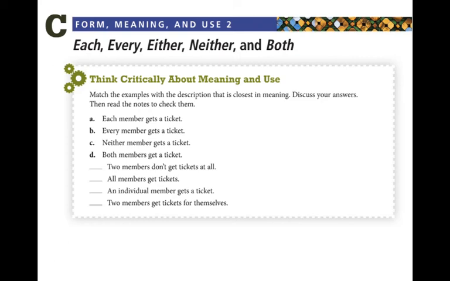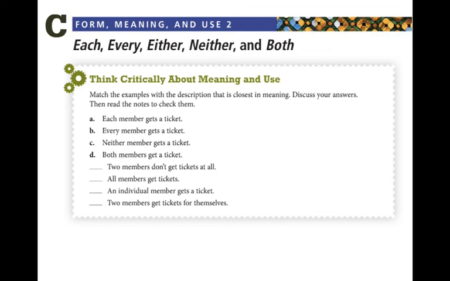We have A, each member gets a ticket. B, every member gets a ticket. C, neither member gets a ticket. D, both members get a ticket. Now we have these explanations. Two members don't get tickets at all. All members get tickets. An individual member gets a ticket. And two members get tickets for themselves.